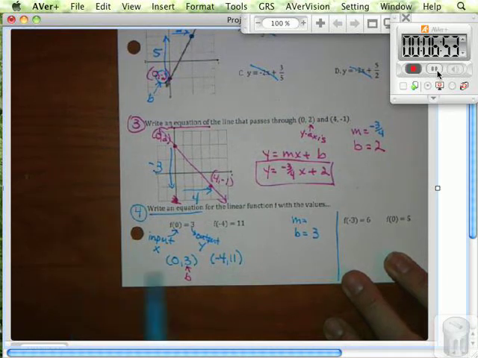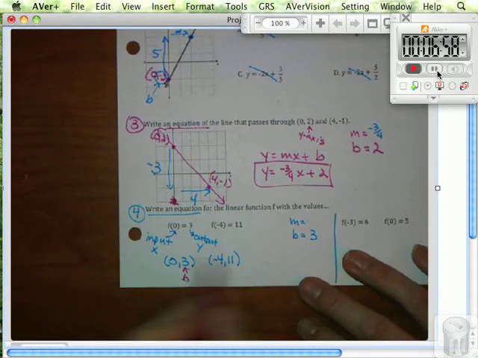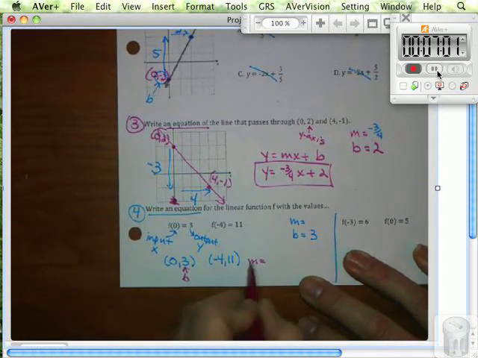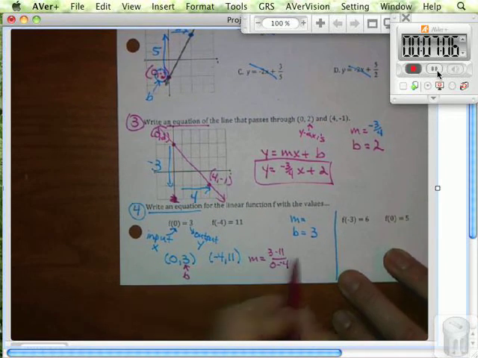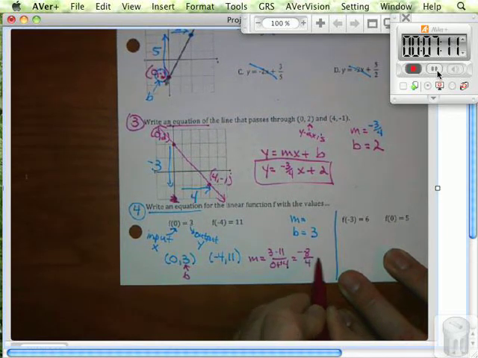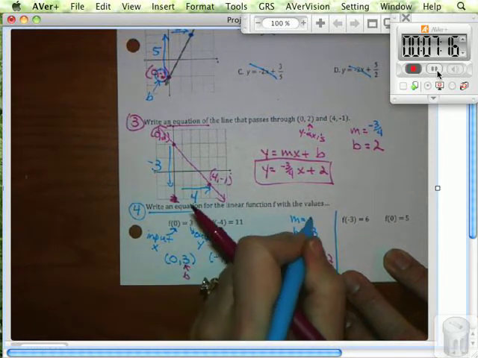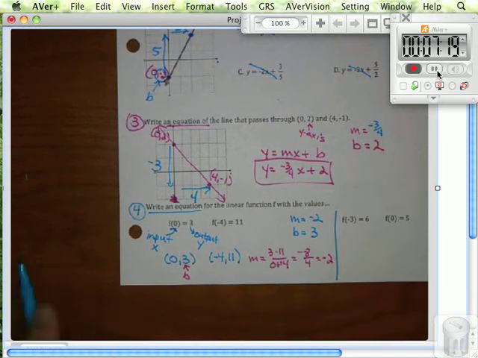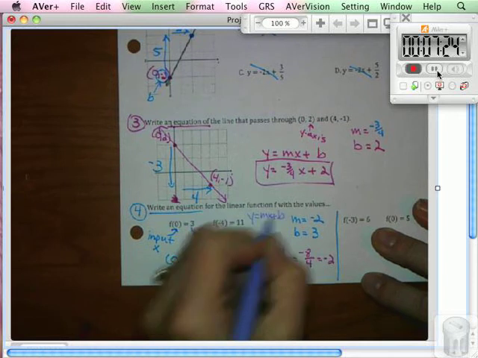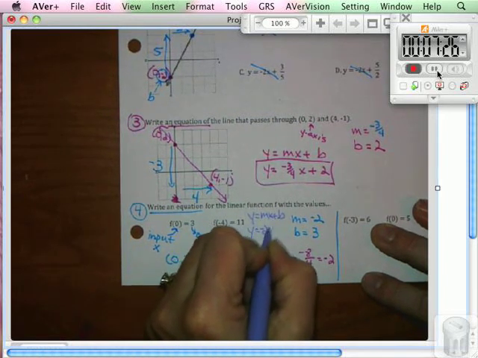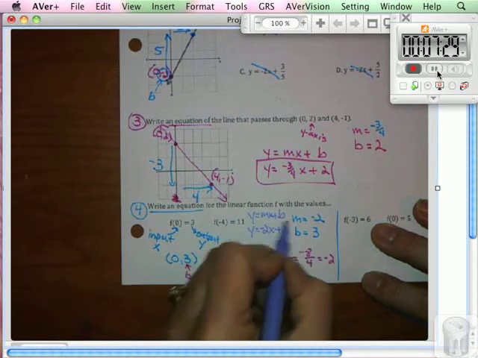I have to find my m, and I have 2 points, so I can just do change in y over change in x. m equals (3 minus 11) over (0 minus -4). So that's -8 over, and this becomes a plus, 4, so my slope equals -2. So therefore, I can write my equation. y = mx + b. I'm going to substitute: y = -2x + 3. There's my equation right there.